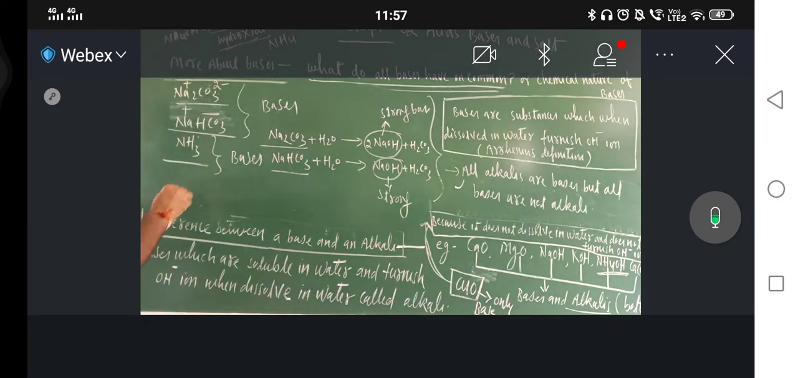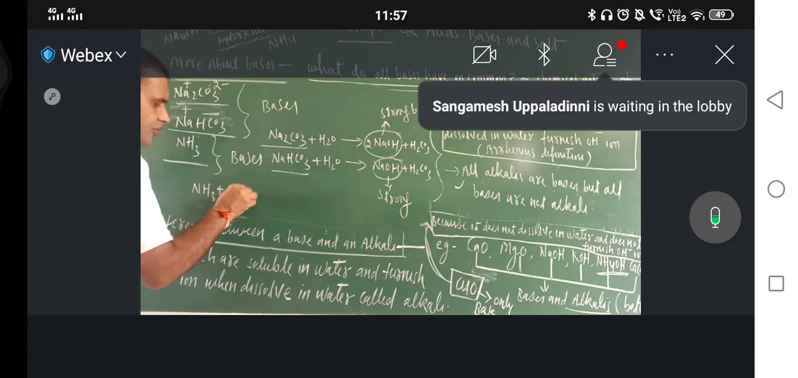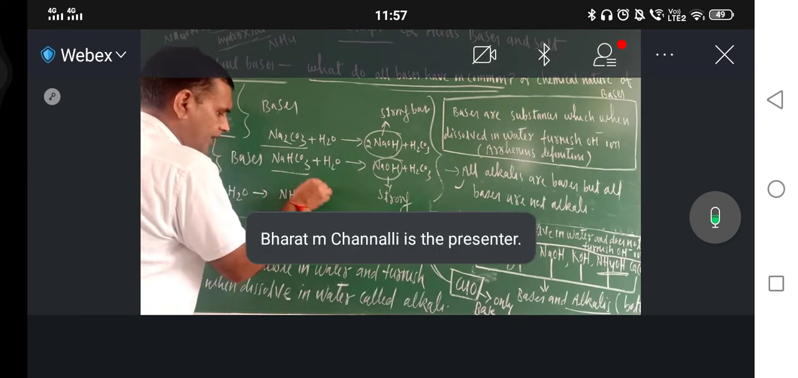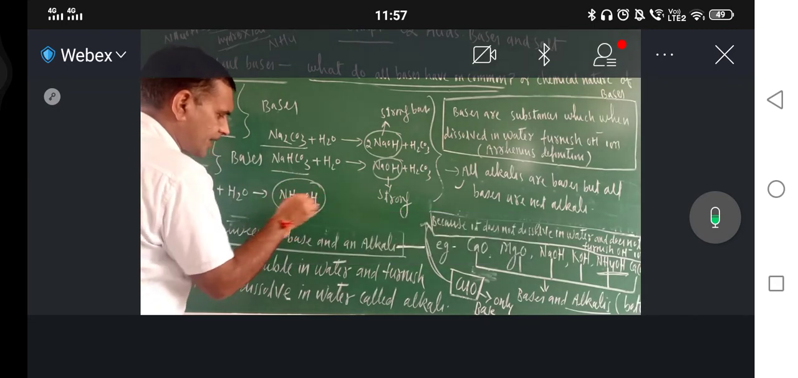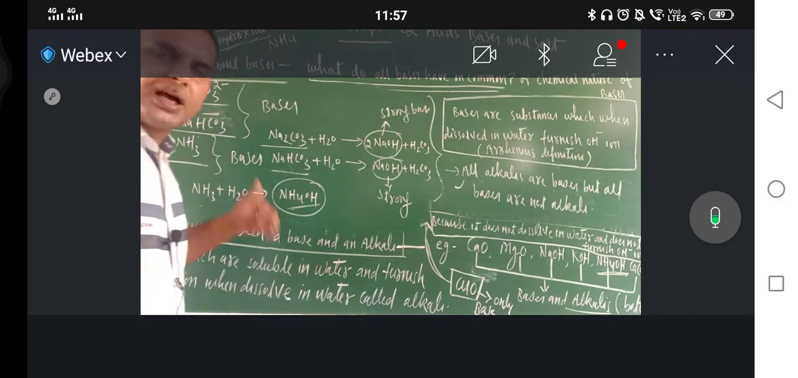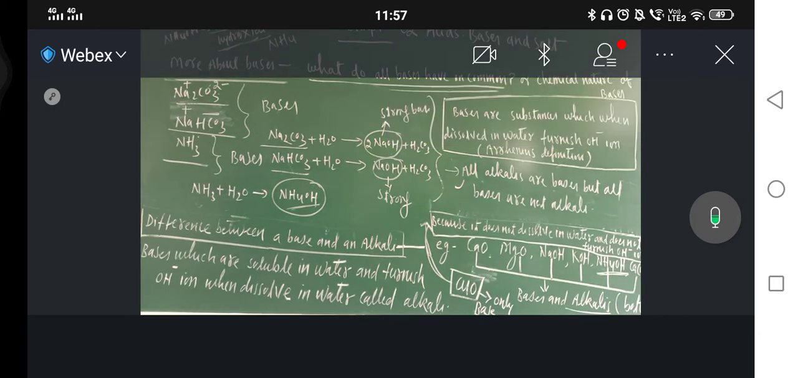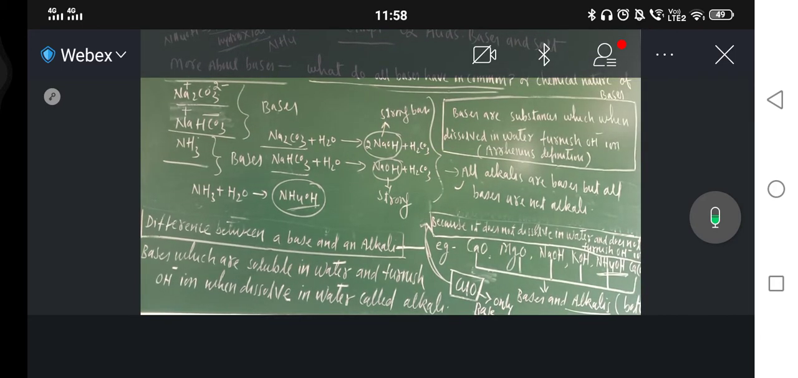The same is the case with ammonia. NH3 reacts with H2O and forms NH4OH. Now, does this contain OH or not? That is why ammonia is also classified as a base, even though in its molecule OH is not there. Do you agree with me or not?